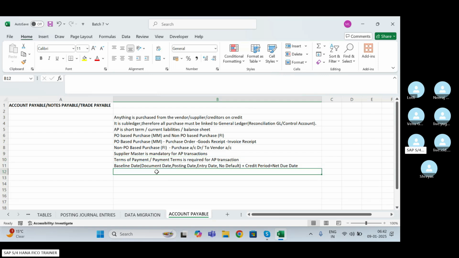Then whenever you purchase, another important point may come, something called down payment or advance payment. So many a time vendor will say that since it is credit transaction, if you are going to purchase worth of rupees 100,000, vendor may say that please pay me some advance or some down payment. So down payment is also important business process in account payable. So you have to know how to handle the down payment process or advance payment.